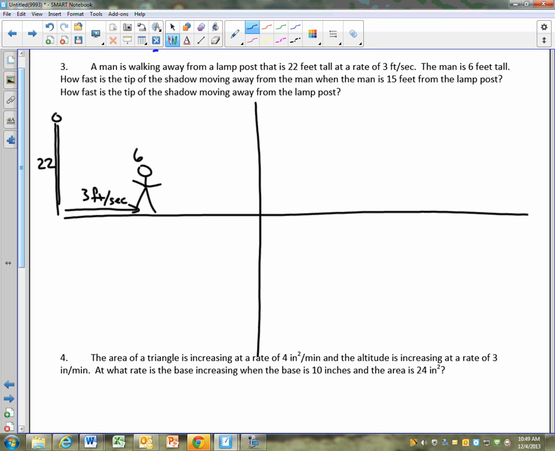So there's a shadow that extends out in this area, right? Everybody agree? The question is, how fast is the tip of the shadow moving away from the man when the man's 15 feet away from the post? And how fast is it moving away from the post? Oh boy. I'll admit, you guys, when I see these type of problems, I don't always know where to start.